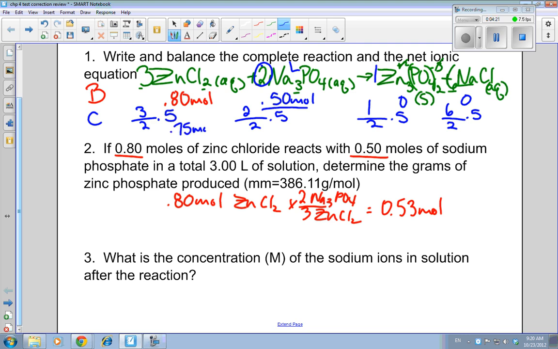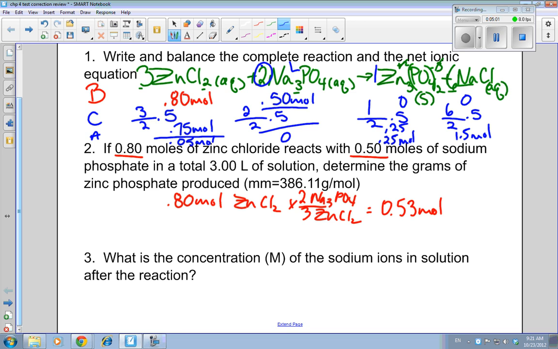I can see real quickly that I picked the right guy, because 0.8 is bigger than 0.75, so I know that my excess, my leftover, my after line is 0.8 minus 0.75, so I have 0.05 moles of zinc chloride left over. This comes out to be the same, 0.5 times 2 over 2, and so that comes out to be none left over. This is 0.25, and so that's going to be my answer, 0.25 moles of zinc phosphate is what's going to be formed. And then the 6 divided by 2 is 3 times 0.5, which is 1.5 moles of sodium chloride.